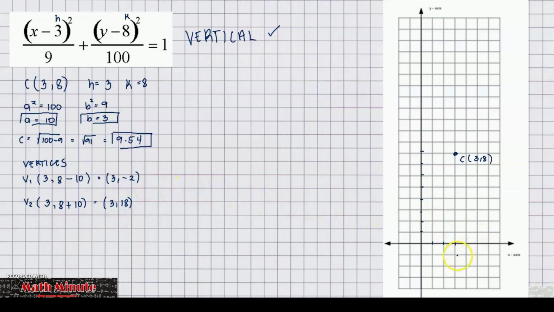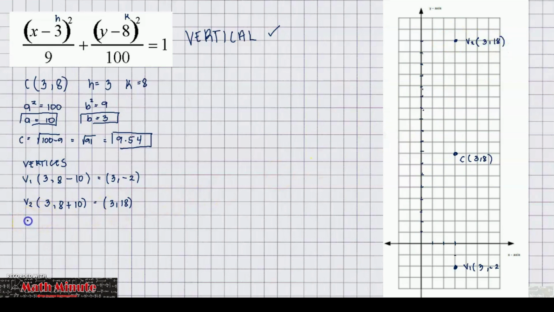We locate it here. So v sub 1, so 3, negative 2, and v sub 2, 11, 12, 13, 14, 15, 16, 17, 18. So let's check. 1, 2, 3, 4, 5, 6, 7, 8, 9, 10, 11, 12, 13, 14, 15, 16, 17, 18. So this is your V sub 2, which is positive 3, positive 18.